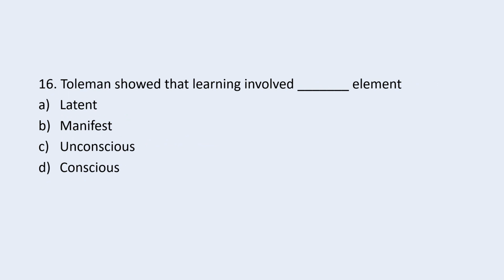16. Tolman showed that learning involved a latent element. Latent means hidden, and according to Tolman, there is a hidden element in learning. It means that until proper motivation is received, sometimes humans and animals do not want to get involved in physical activity or do not want to learn.